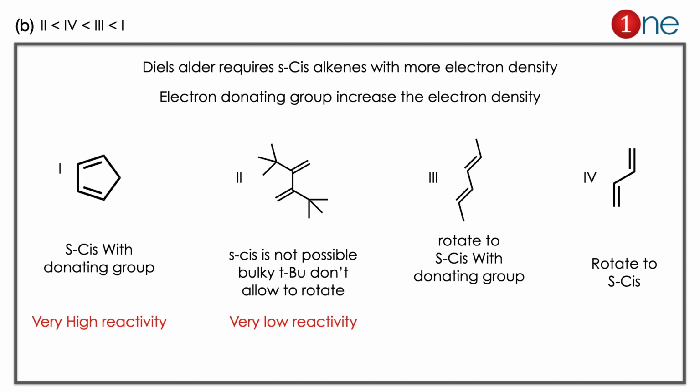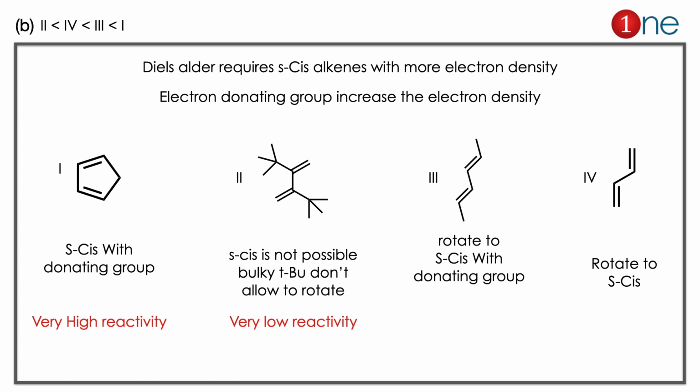Let us analyze all 4 possibilities. The first one is the perfect one. It is always s-cis, with an electron donating methylene group. If you look at the second one, it's the very least reactive because it cannot convert into the s-cis form. It cannot isomerize, it cannot rotate because of the bulky tertiary butyl group. So reactivity will be very low. You found the high and low values.